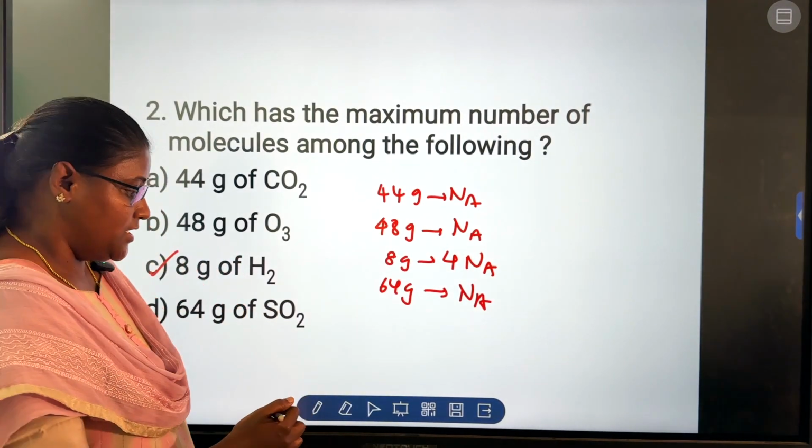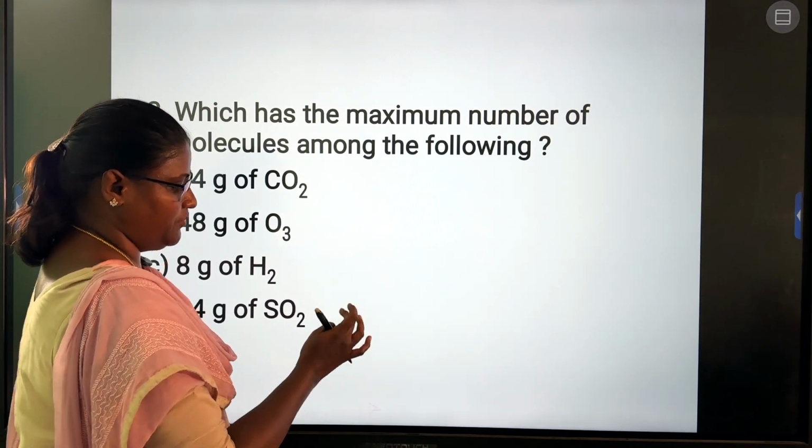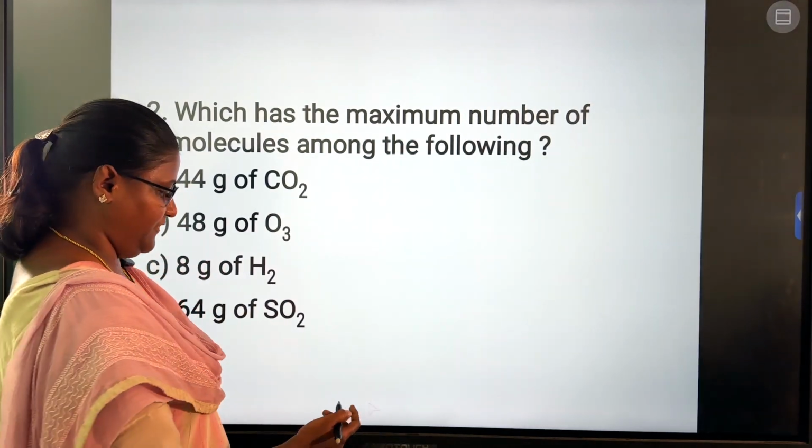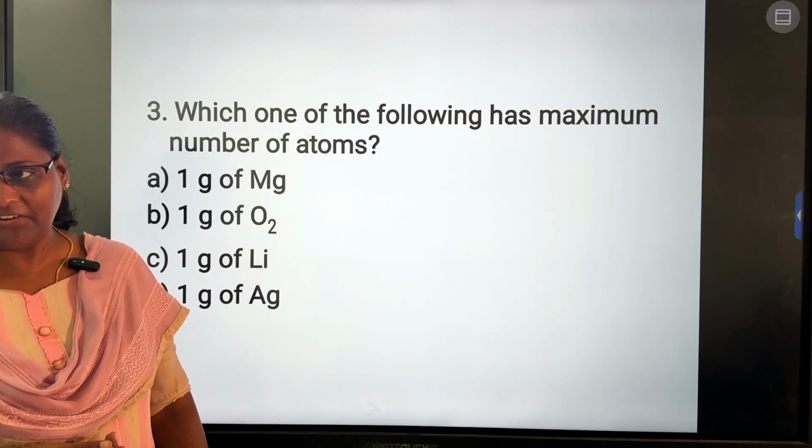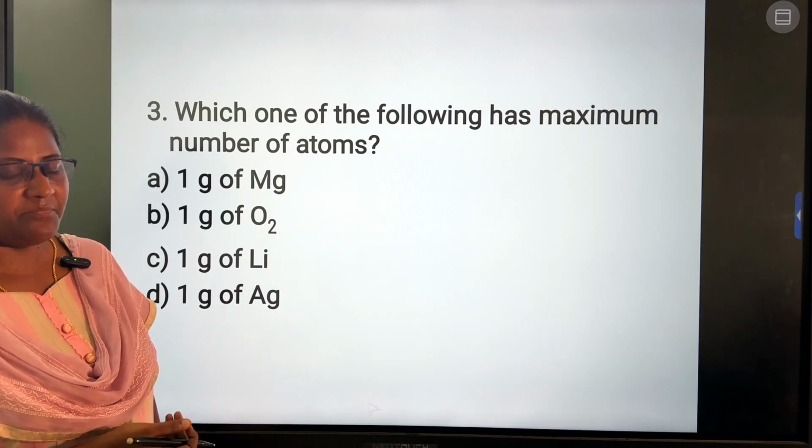Similarly, we have so many problems of the same type of pattern. You can work out a similar problem and find out which contains the maximum number of atoms.